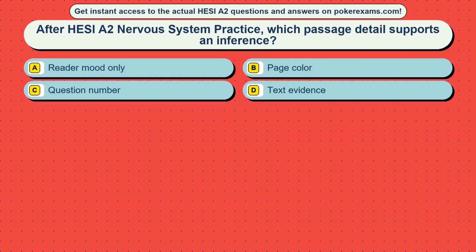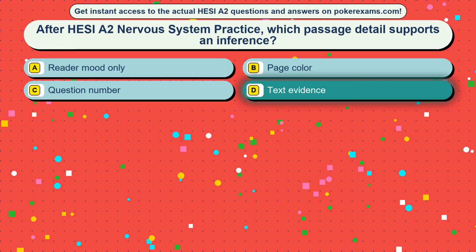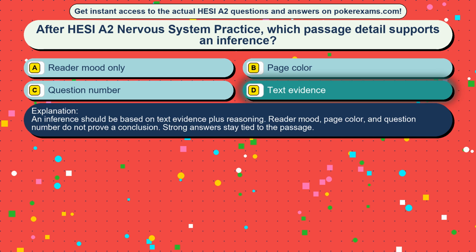Question 6. After HESI A2 nervous system practice, which passage detail supports an inference? Option A, reader mood only. Option B, page color. Option C, question number. Option D, text evidence. The correct answer is option D, text evidence. An inference should be based on text evidence plus reasoning. Reader mood, page color, and question number do not prove a conclusion. Strong answers stay tied to the passage.